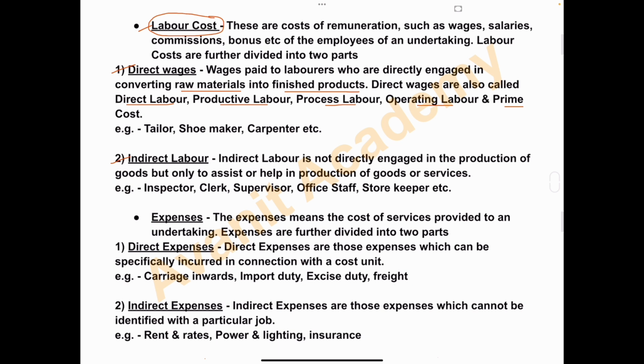These persons work in the factory. Their work is to convert the raw material into finished product, making the final product. Next one is indirect labor. Vice versa: direct labor is engaged in factory work, that is converting the raw material into finished product. Here in indirect labor, the laborers are not directly engaged in the production of goods. Their work is to assist or help in the production of goods and services.